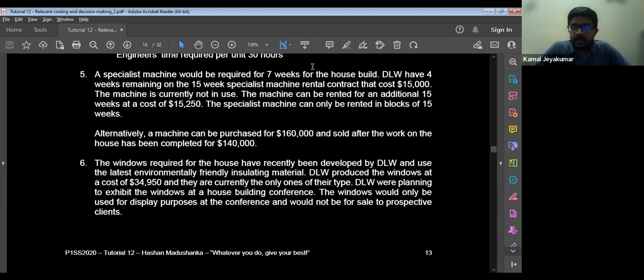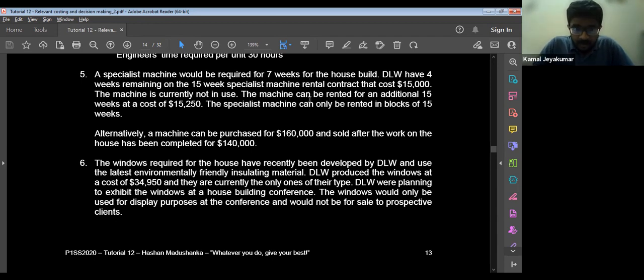The machine can be rented for an additional 15 weeks at a cost of 15,250. The specialist machine can only be rented in blocks of 15 weeks, so you can't rent it for 3 weeks. Now for 4 weeks you're sorted because you have already rented a machine and 4 weeks remain on the rental contract. But you need altogether 7 weeks to build the house, so you need another 3 weeks.